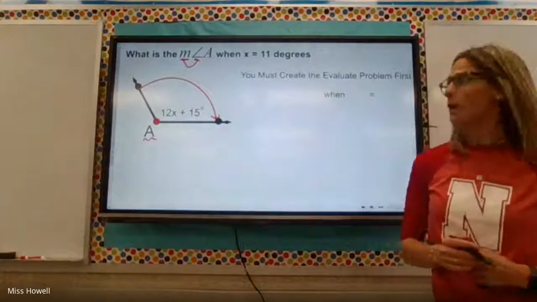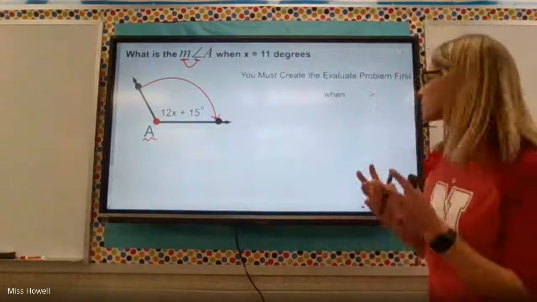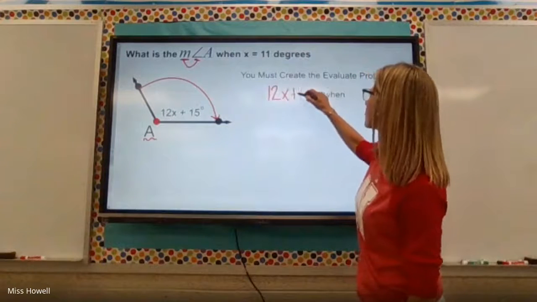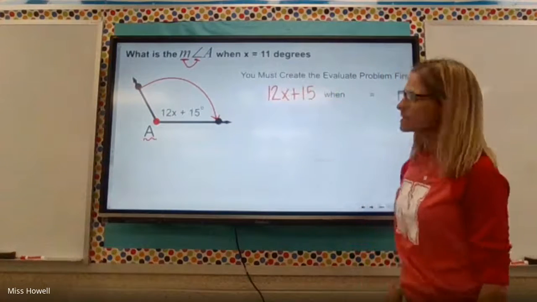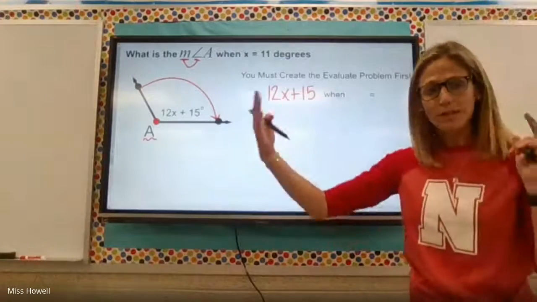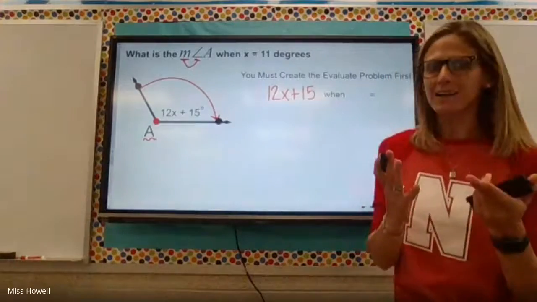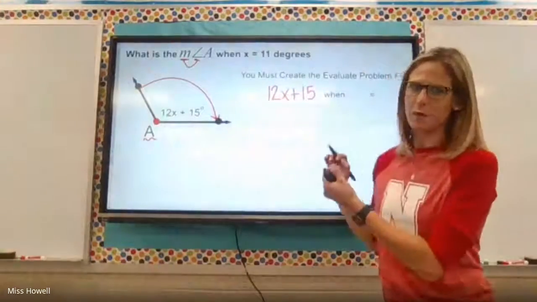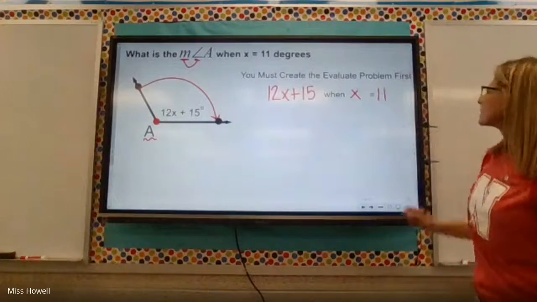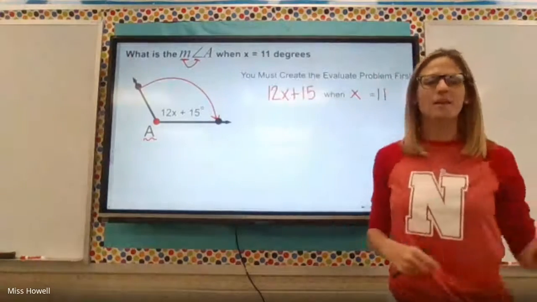And the expression 12x plus 15 describes the size, or the degrees, of that particular angle. So we want to evaluate that problem, 12x plus 15. To be able to evaluate, we have to have a value of x to substitute in. So we're creating the whole math problem here. We can't just put 12x plus 15 because we'd be stuck. We need the "when" portion of our problem. So when, and we're told x is 11. So that's step 1, creating the whole evaluate-when problem.